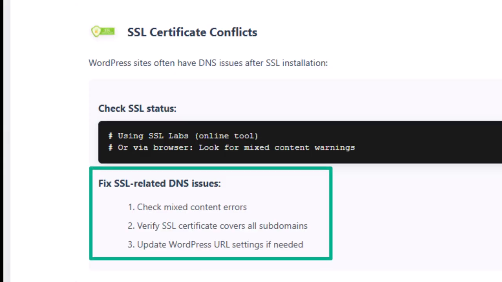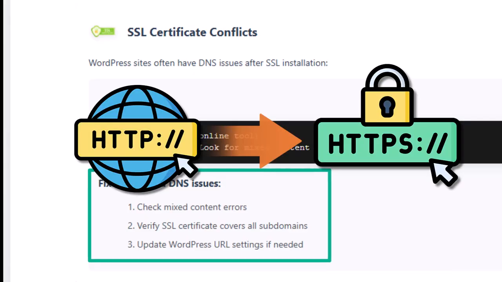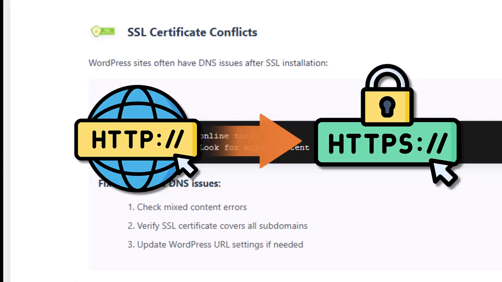The fix is usually simple. Check for mixed content errors. Make sure your SSL certificate covers all subdomains, and update your WordPress URL settings to use HTTPS instead of HTTP.